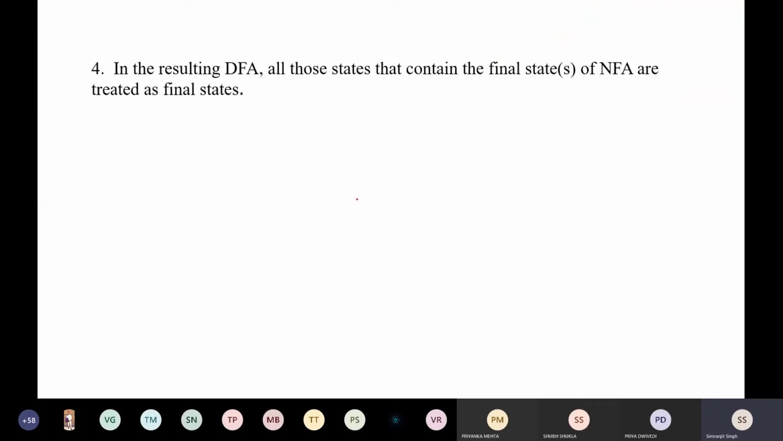So the last point is, in the resulting state, all those states that contain the final state of the NFA are treated as final states. Suppose in this NFA the Q1 state is the final state. Then in the equivalent DFA, wherever this Q1 lies, that state will automatically become your final state. So keep these 4 points in mind. These are the most important 4 points.